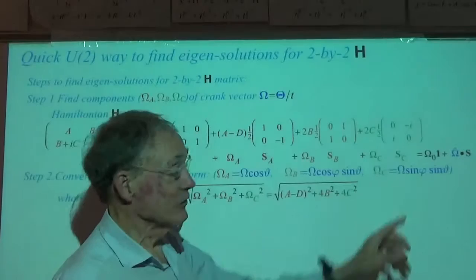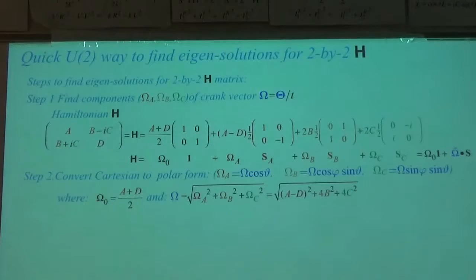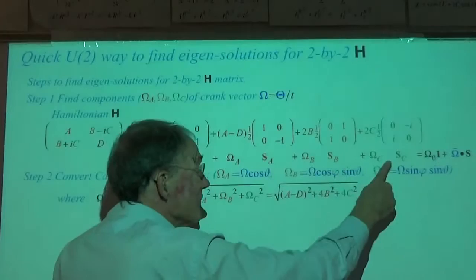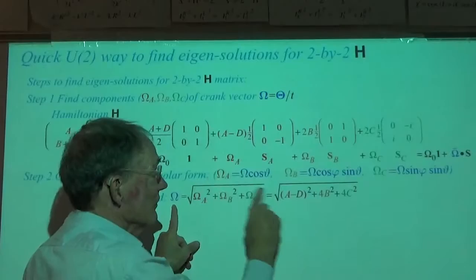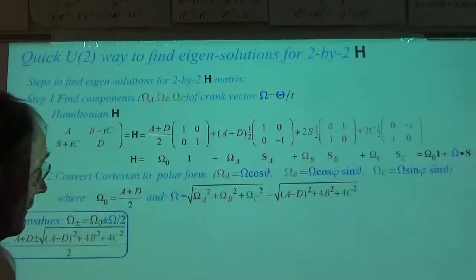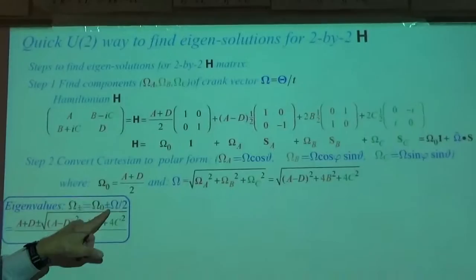Okay, so you got to do that, and then you've got to note that not only do you have an omega zero here, it's the fourth dimension of all of this, but you have an omega that's the sum of the squares of these things, sums of squares of these numbers here, A minus D, 4B, and 4C. So we're reading those numbers out of whatever this Hamiltonian is, and we're getting the eigenvalues, basically, that we need. It's plus and minus that, okay?